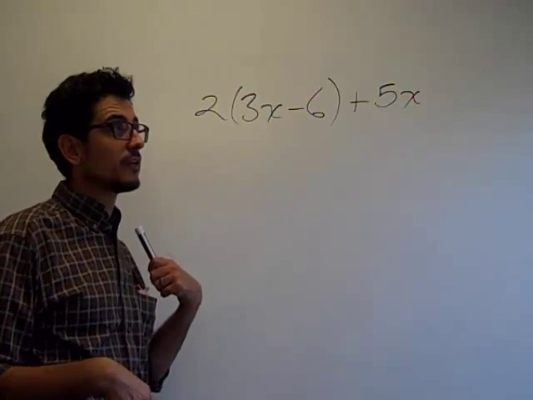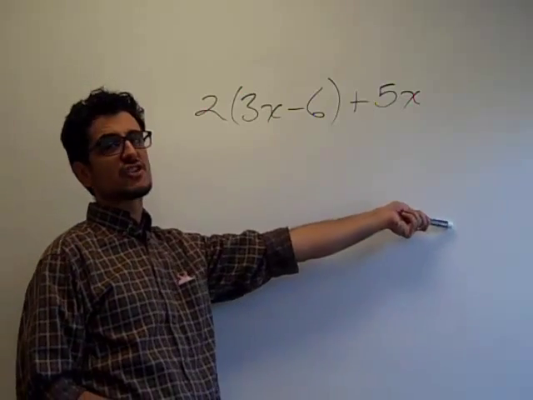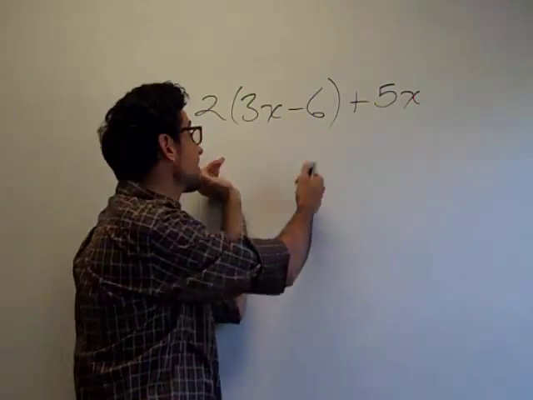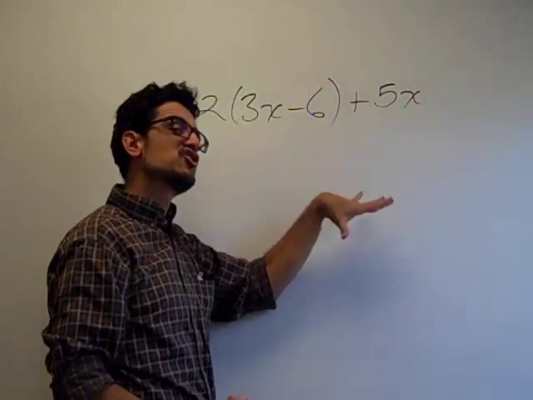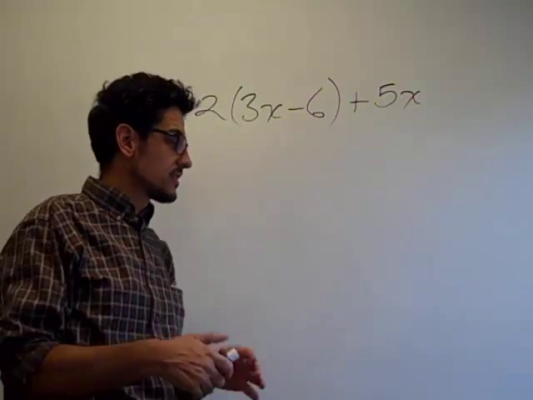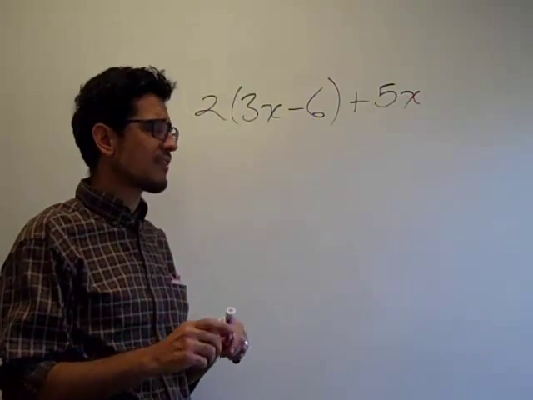So I'm going to be going over simplifying expressions today. The first expression we see is this guy right here. I have 2 on the outside of some parentheses, and 3x minus 6, and then to that I'm adding 5x. So to simplify expressions, one of the things I'm going to be doing is applying the distributive property.